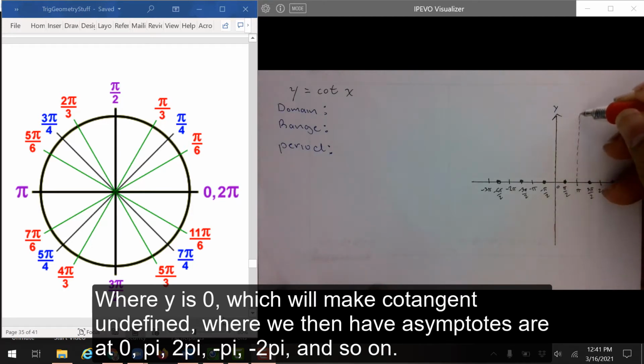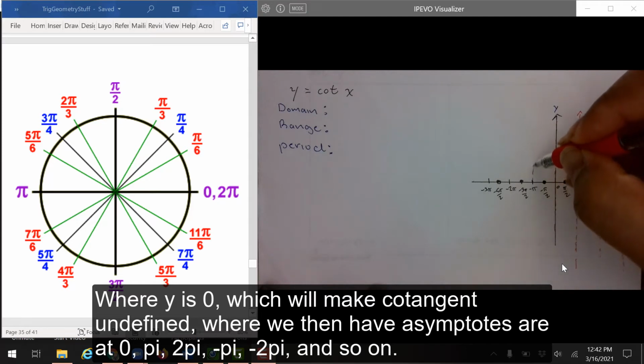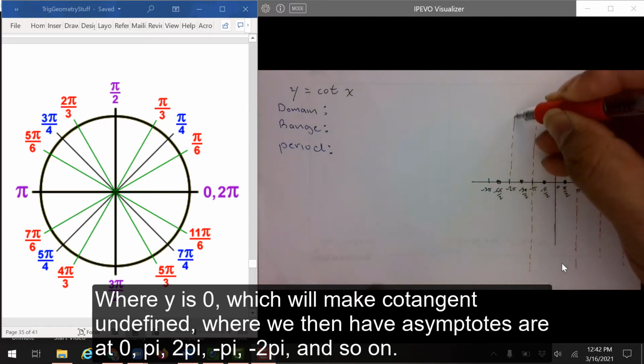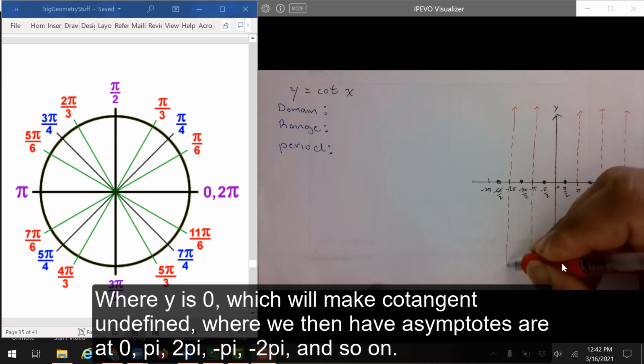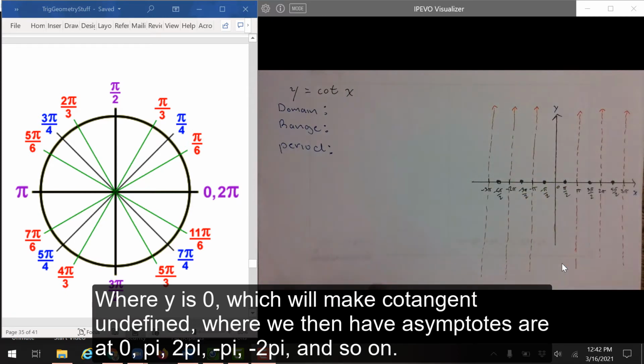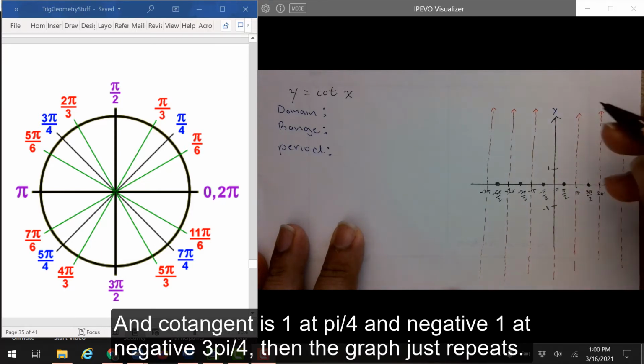Where y is 0, which will make cotangent undefined, where we then have asymptotes, are at 0, pi, 2 pi, negative 2 pi, and so on. And cotangent is 1 at pi over 4 and negative 1 at negative 3 pi over 4. Then the graph just repeats.